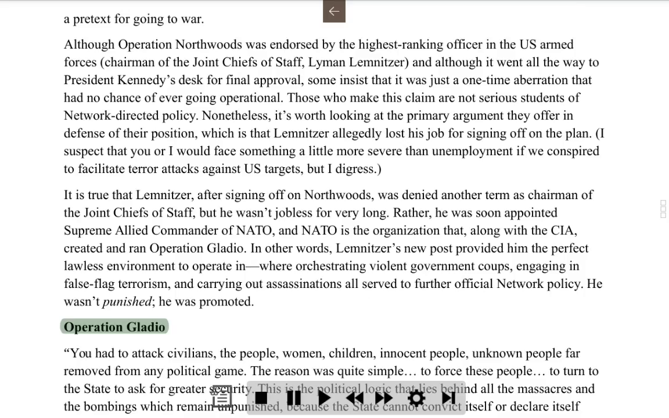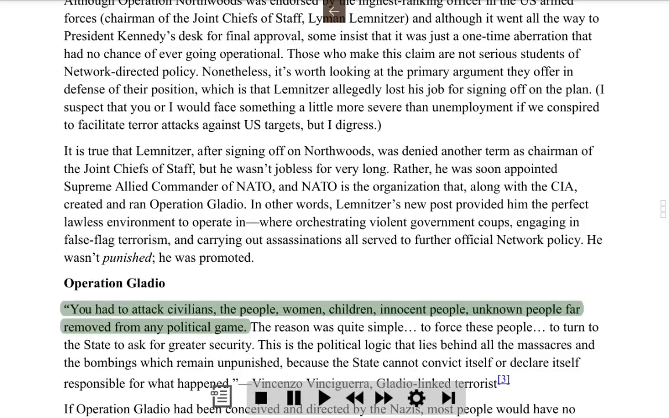Operation Gladio. You had to attack civilians. The people, women, children, innocent people, unknown people far removed from any political game.